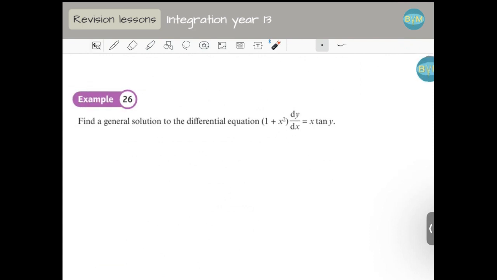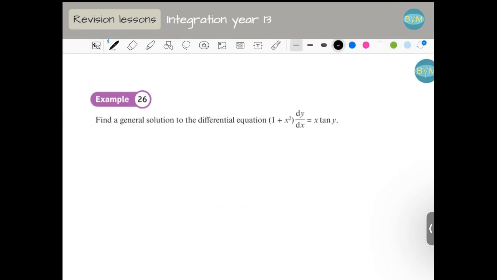So let me do one. I'm going to write the dy on the left because it's in the numerator, and the only y that I have is in the tan, so it's going to go here, 1 over tan y dy. And on the other side I have dx, and an x, and 1 plus x squared, dx. Can you see how I separate the variables? All with y on the left, all with x on the right. And now I integrate.